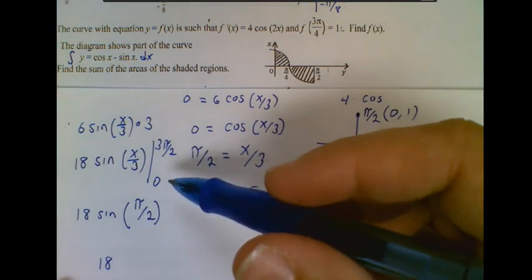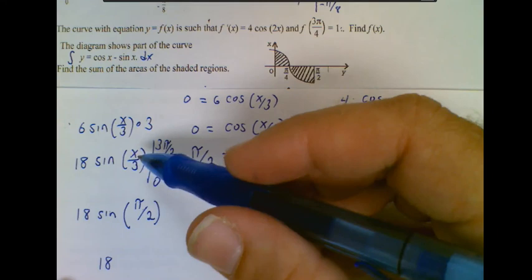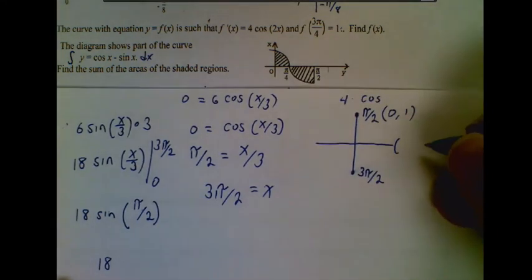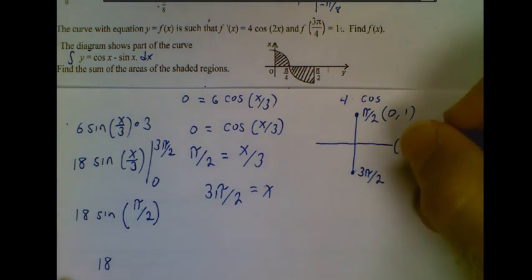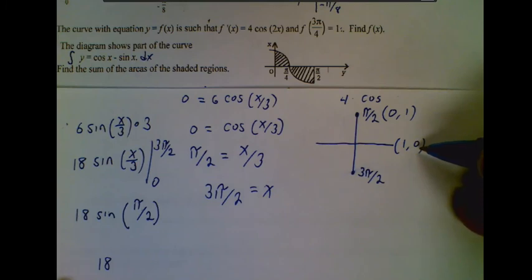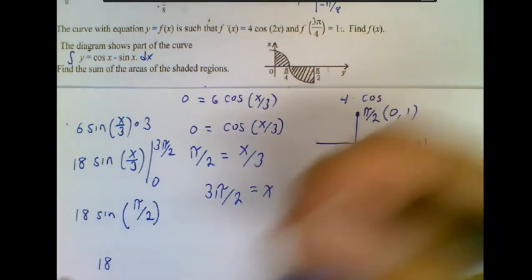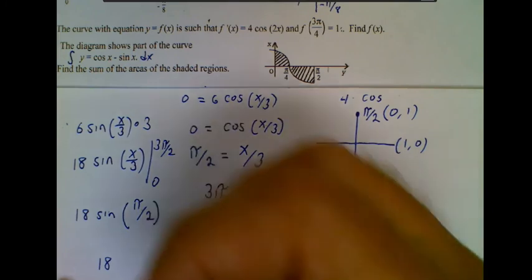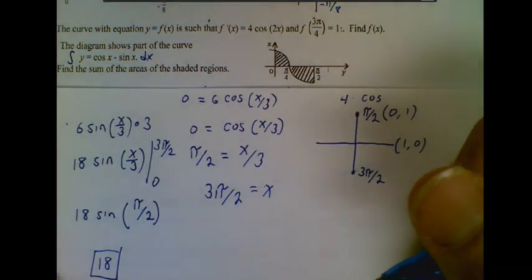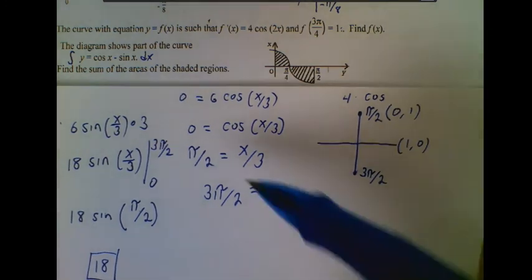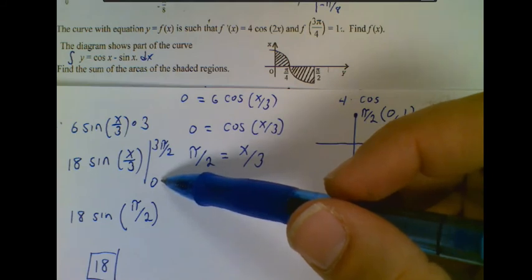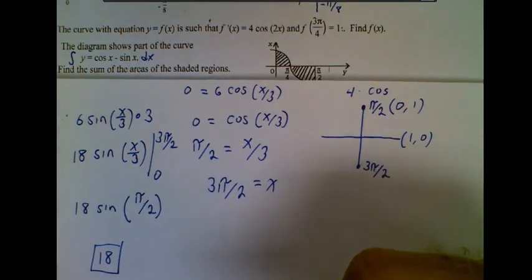I now need to plug in a 0. So 0 divided by 3 is obviously 0. What is the sine of 0? Remember, at this point right here, this is at 0 degrees. The sine at that point is 0. So 0 times 18 is 0. So that's all I got left. When I plugged in the first one, I got 18. When I plugged in the second, I got 0. So obviously when I subtract, I'm left with just 18.